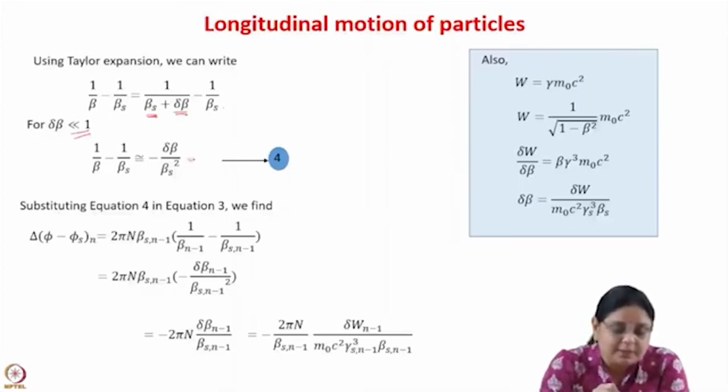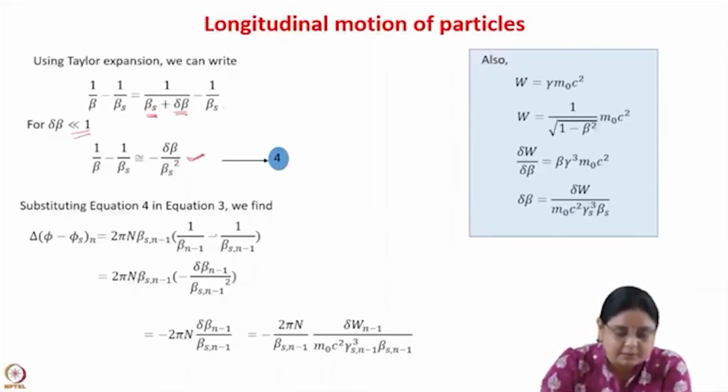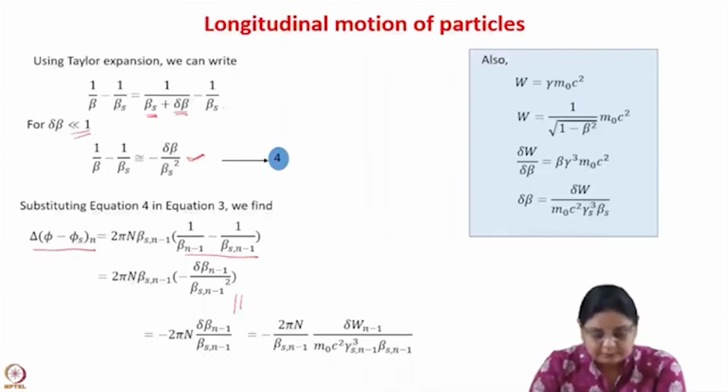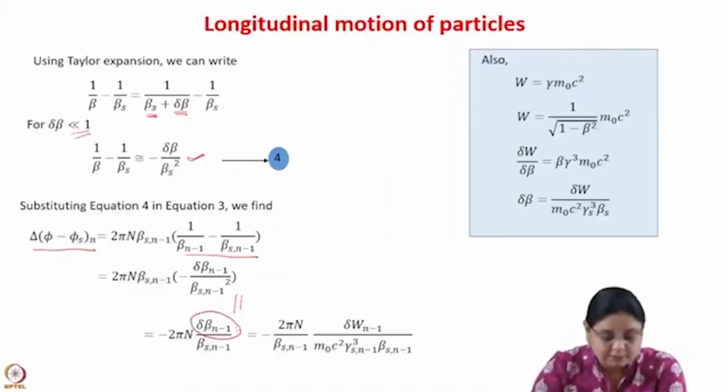Now for delta beta much smaller than 1, we can write this as delta beta by beta s square, and this quantity we can substitute in the expression for delta phi minus phi s n, the bracketed term here. So we write this as delta beta n minus 1 upon beta s n minus 1 square, with a minus sign. On simplifying this further, we get minus 2 pi n delta beta n minus 1 upon beta s n minus 1.